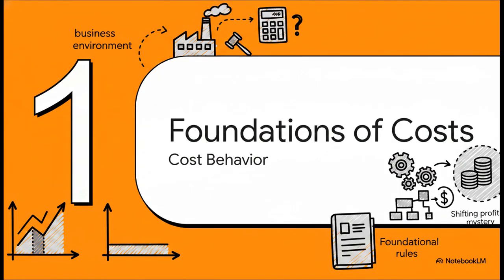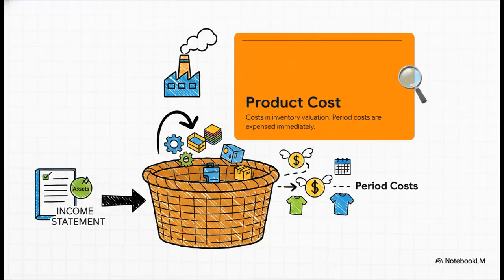Section 1. Foundations of business costs. Right, before we can figure out our shifting profit mystery, we have to lay down the absolute foundational rules of how costs actually behave. I want you to picture a literal inventory cost basket. According to international accounting rules, specifically IAS 2, only certain manufacturing costs are allowed to go into this basket. These are your product costs, and they sit there as an asset on your balance sheet until you actually sell the item. Everything else, those are period costs.